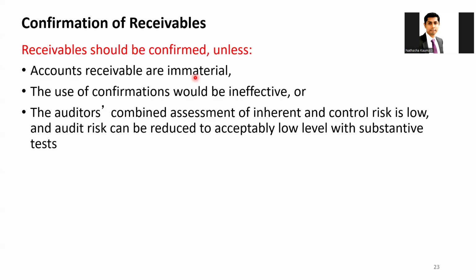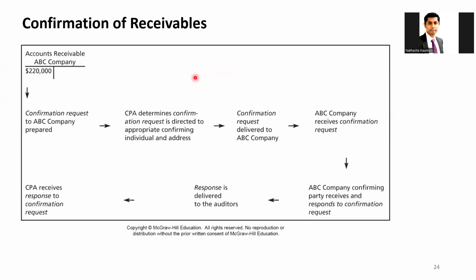Another case is when the auditors' combined assessment of inherent and control risk is low, and the audit risk can be reduced to an acceptably low level with substantive tests. You don't have to call confirmations. You can check the invoices, and that is okay. You don't have to waste time calling confirmation. So this is where, unless otherwise, you have to collect confirmations. This is the process of confirming receivables actually.